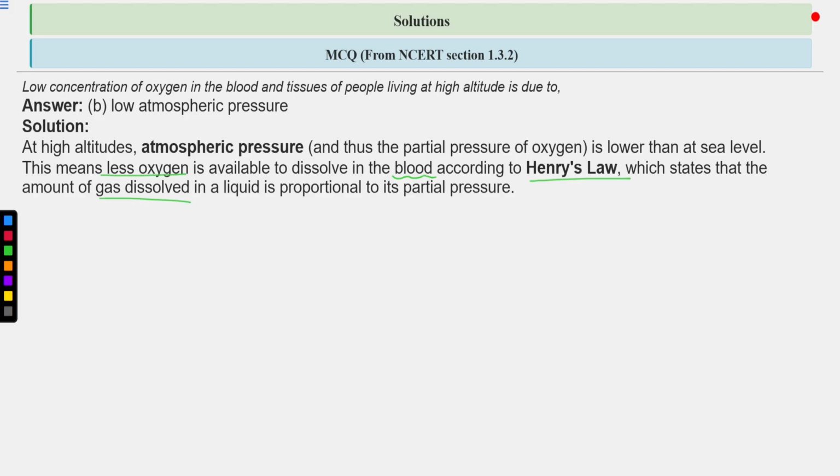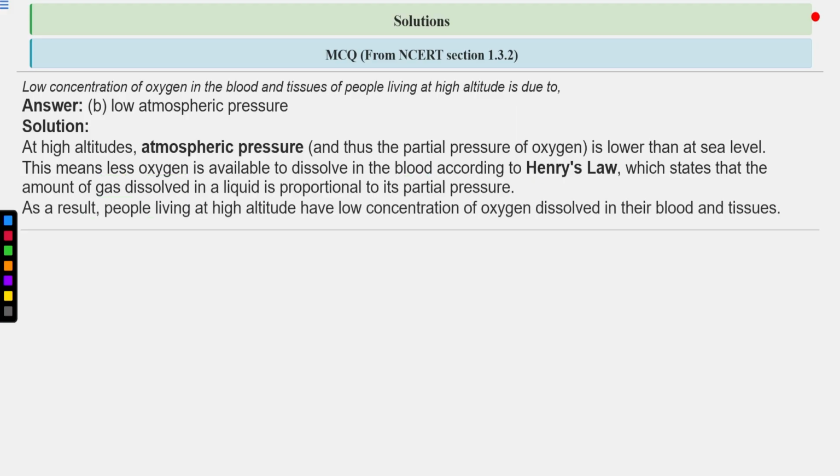If the partial pressure of any gas is low, that means the dissolving capacity of that gas is also low in a liquid, right? So following Henry's law, less oxygen is available at the higher altitude to dissolve in the blood. As a result, the people living at higher altitudes have low concentration of oxygen dissolved in their blood and tissues. Okay, so the main reason is the low atmospheric pressure present at the higher altitudes. So the correct answer is option B.